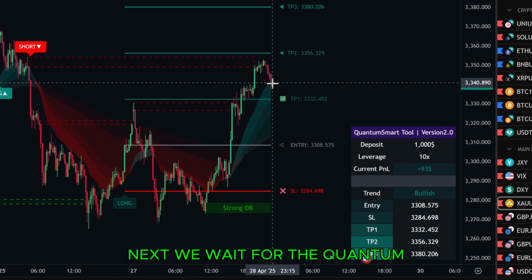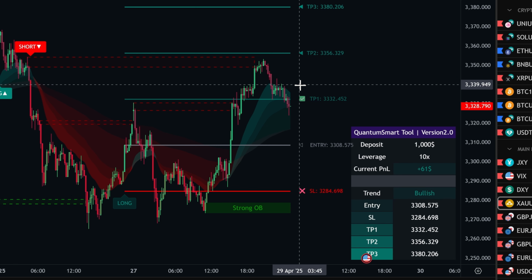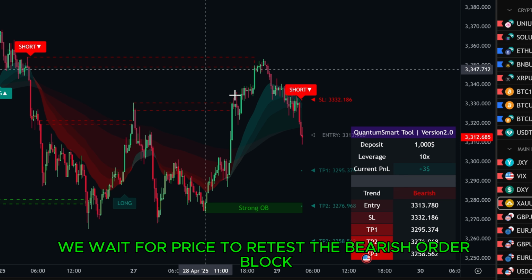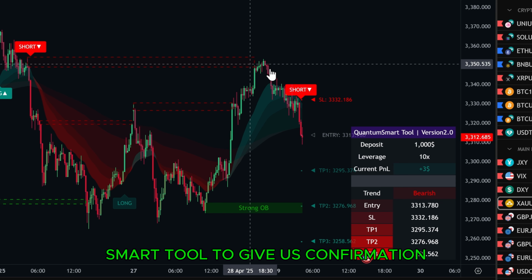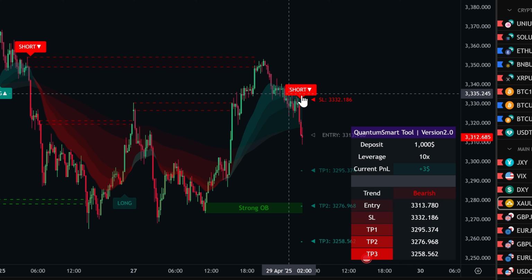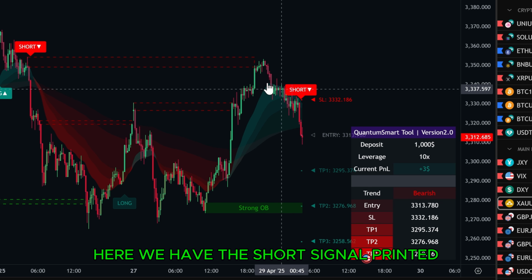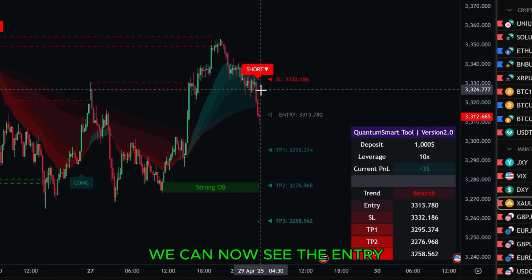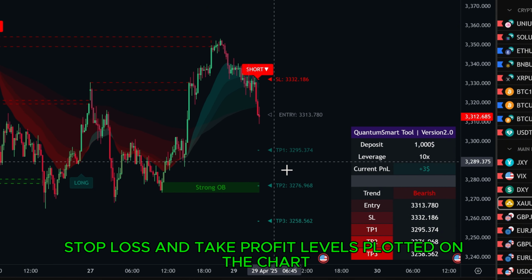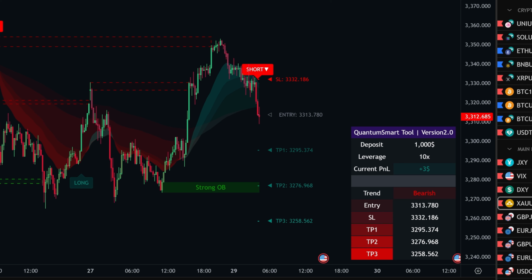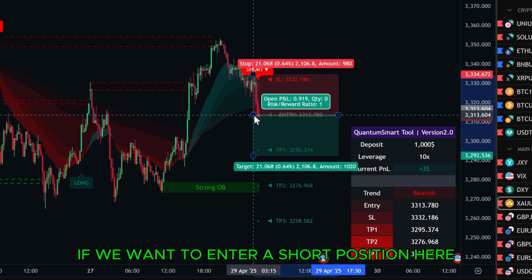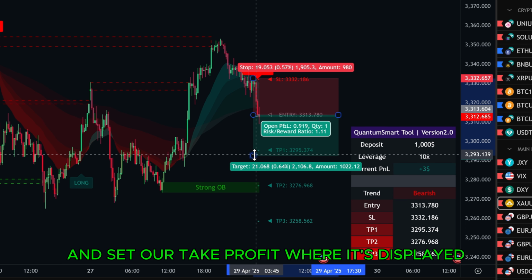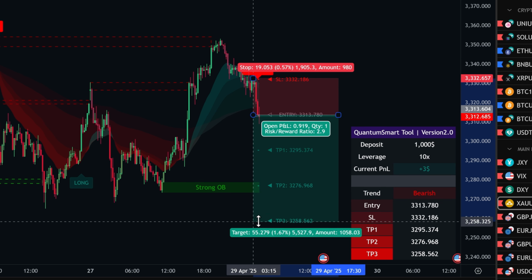Next, we wait for the Quantum Smart tool to print a short signal. So first, we wait for price to retest the bearish order block, and then we watch for the Quantum Smart tool to give us confirmation. Here we have the short signal printed right after price rejected the bearish order block. With the short signal printed, we can now see the entry, stop loss, and take profit levels plotted on the chart. If we want to enter a short position here, we place our stop loss at the level shown by the indicator and set our take profit where it's displayed.